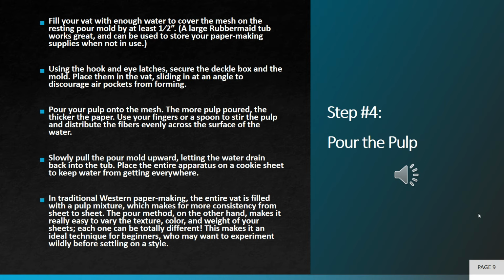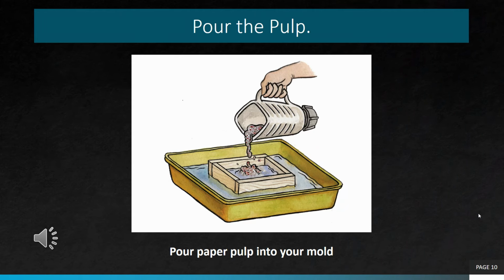And then what you would do after that is I put it on a cookie sheet, so let the water drain out for quite a while before I tried to handle the paper. So this is an example of what you would do, pouring the pulp into the mold.